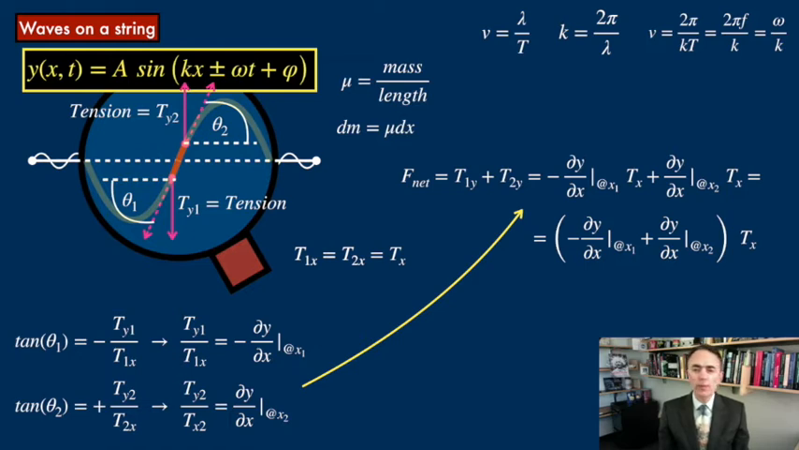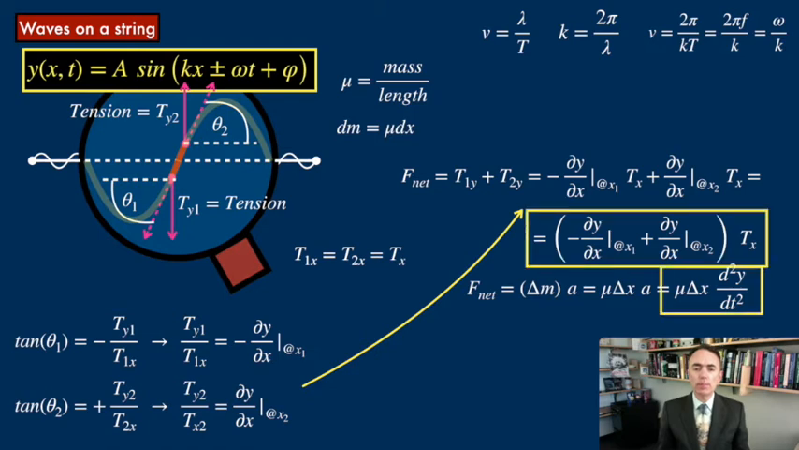but the force on a differential of mass is equal to the mass of that differential of mass times the acceleration. Now, the acceleration of the differential of rope is the second derivative of its position, y, with respect to time, t. The mass is mu delta x.